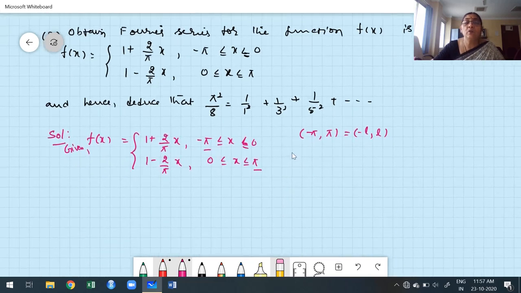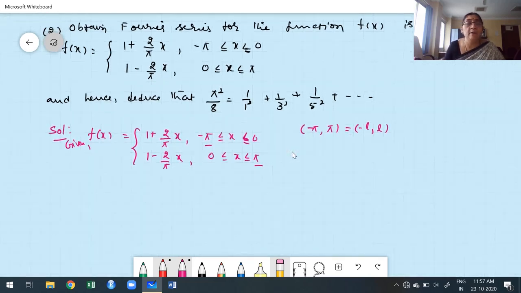A few minutes before, I explained how to verify even or odd. Just try to replace x by minus x. What we get, f of minus x, is nothing but 1 minus 2 by pi into x in the range minus pi less than or equal to x. Keep in mind this is a closed interval because less than or equal to is given.